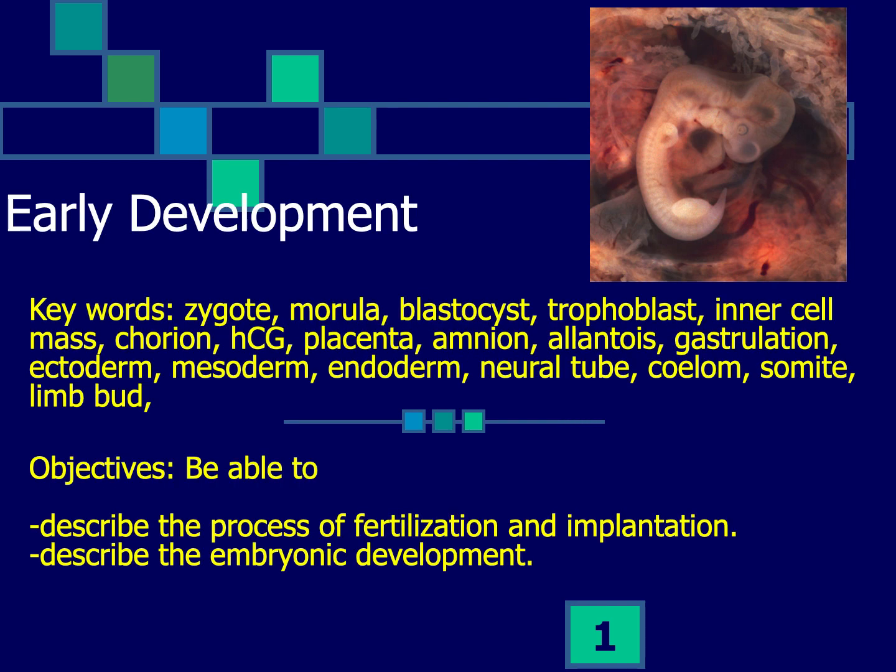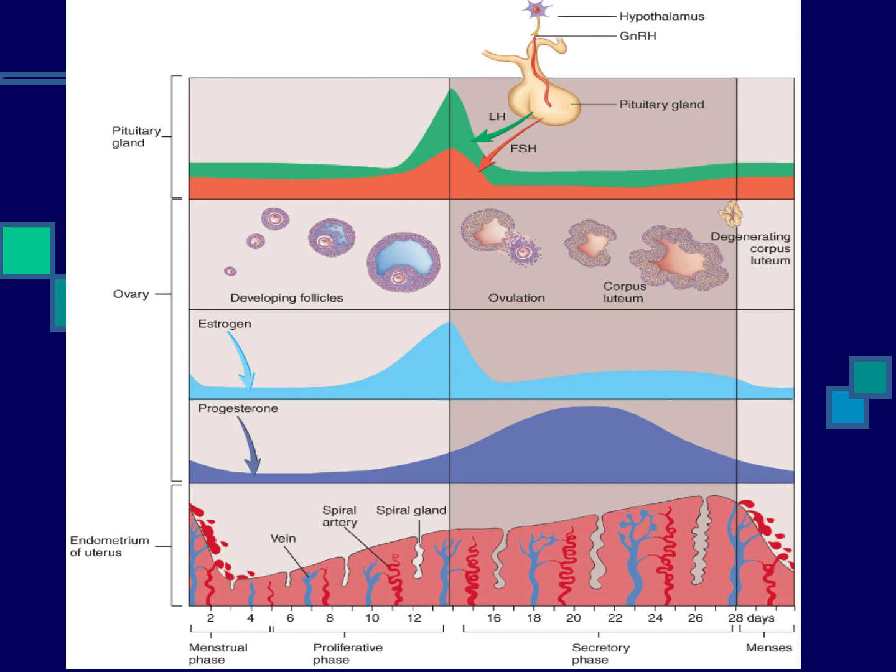Okay, so this PowerPoint is on early development, fertilization, implantation, and the embryonic part of the development. So that's the formation from a ball of cells all the way through to organ formation. Okay, and so we're going to start by reviewing the menstrual cycle and female anatomy.